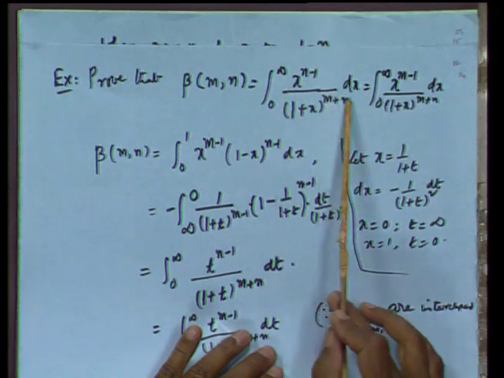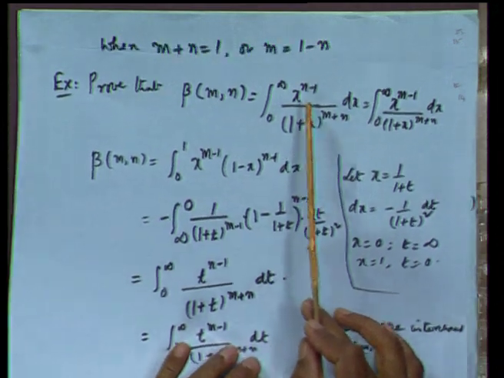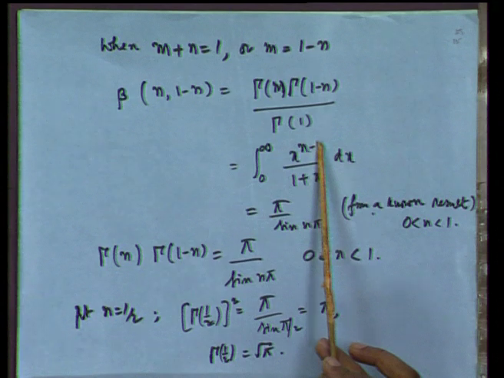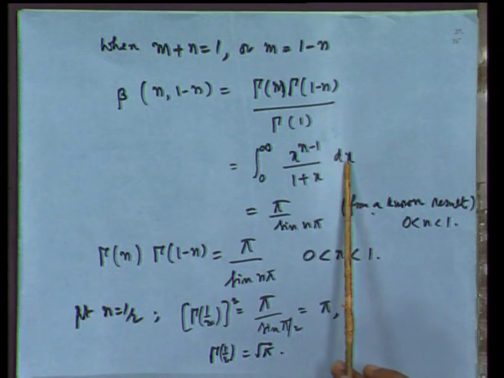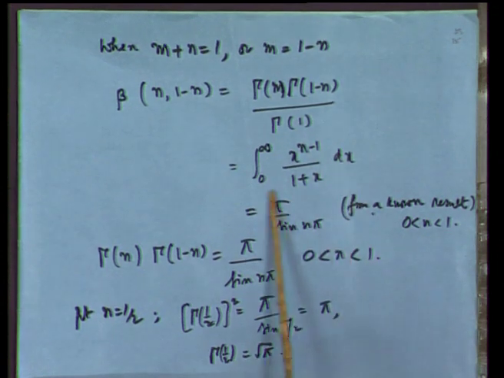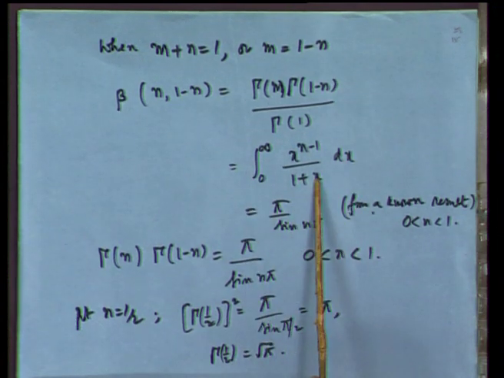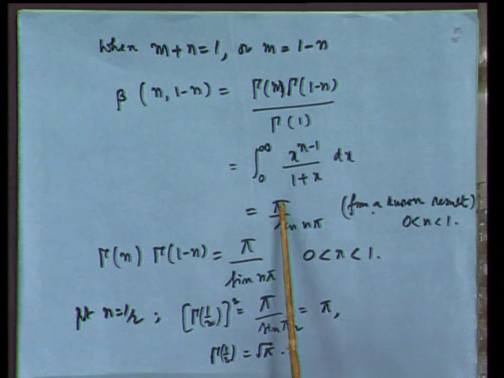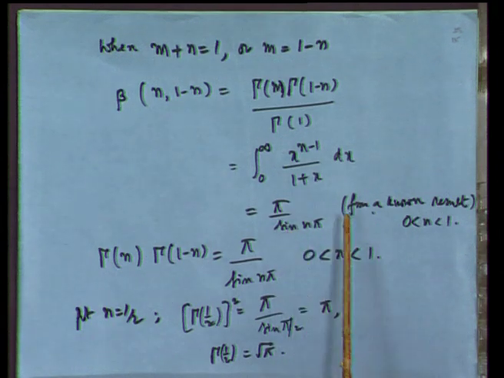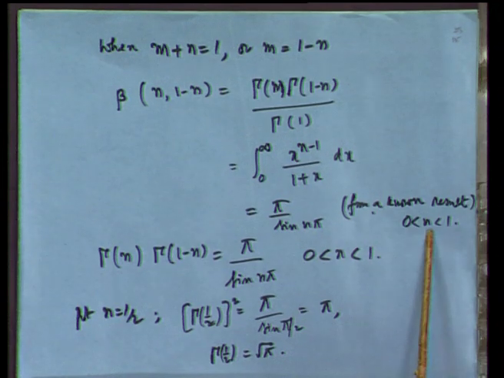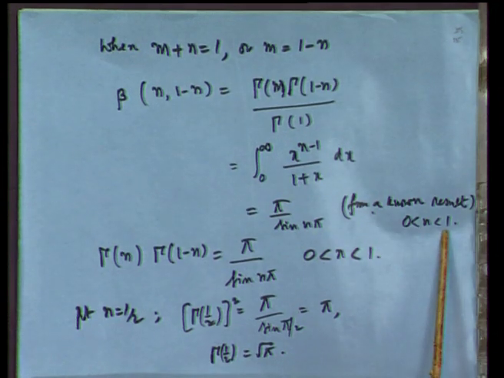So, m plus n is taken as 1, so that this integral will reduce to integral 0 to infinity x to the power of n minus 1 by 1 plus x dx. But we know from complex analysis that the value of this integral is equal to pi divided by sin n pi, for 0 less than n less than 1.